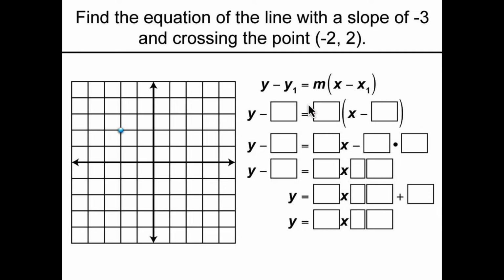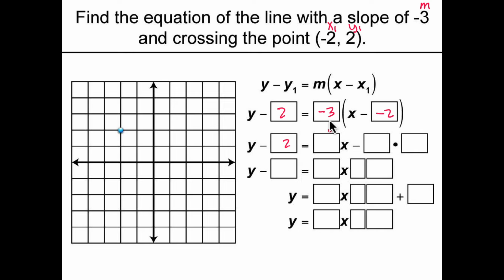There are three values you need: m, which is the slope of the line, x1, which is the x-coordinate, and y1, which is the y-coordinate. Plug these values into the point-slope form. We get y minus 2 equals -3 times the quantity x minus -2.